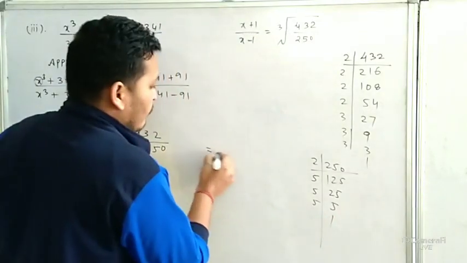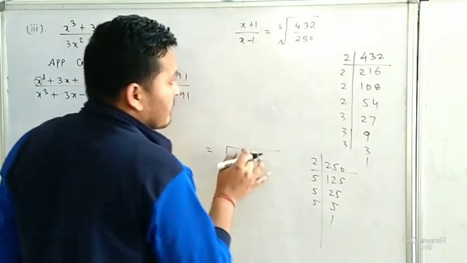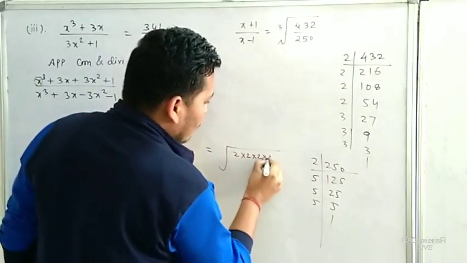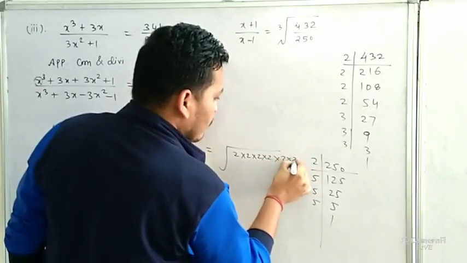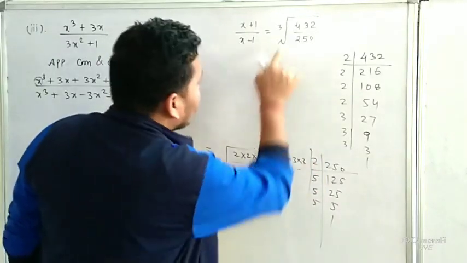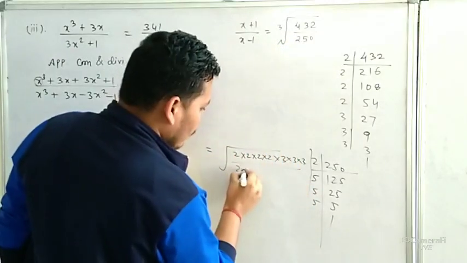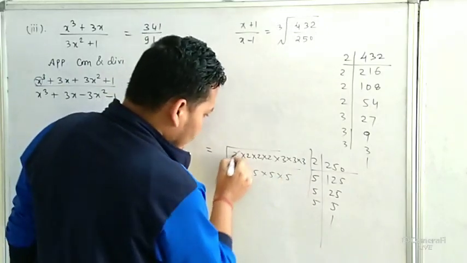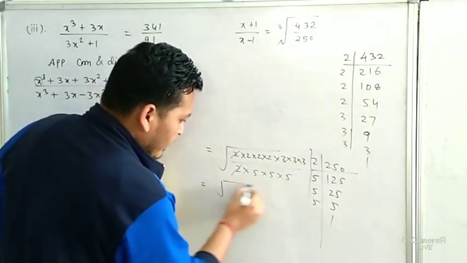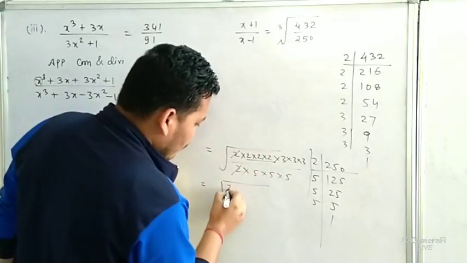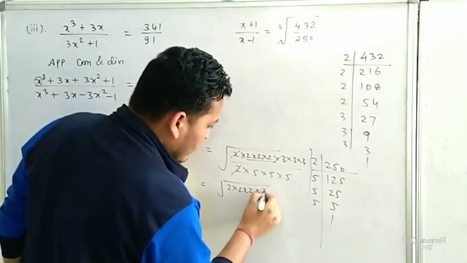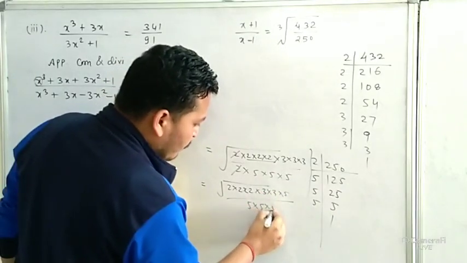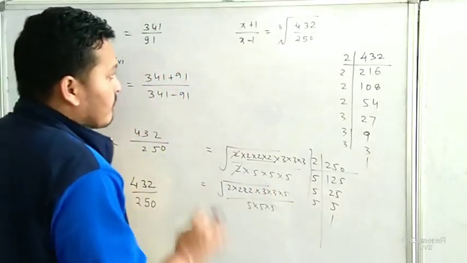So then we can write the cube root of 432 as 1 2 3 4 and 3 times 1 2 3, upon the denominator 250. So what is 250? So 2 into 5 into 5 into 5. So 1 2 1 2 and 1 2 cancel out. So what is remaining? So 2 into 2 into 2 and then 3 into 3 into 3, and then the denominator is 5 into 5 into 5. So when we take the common out, what will be the final answer?